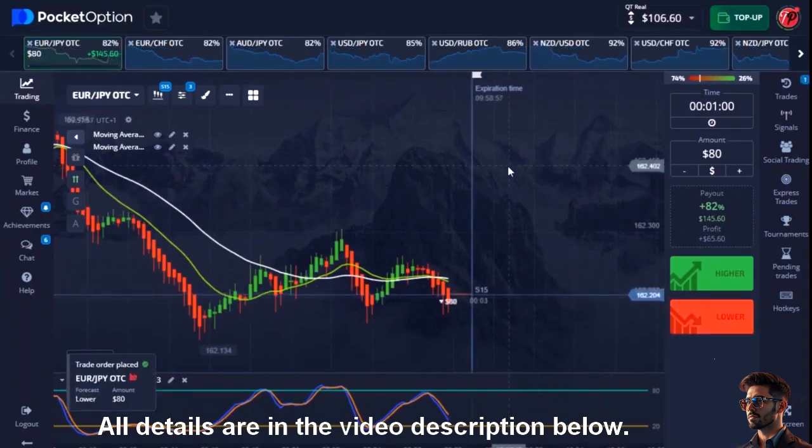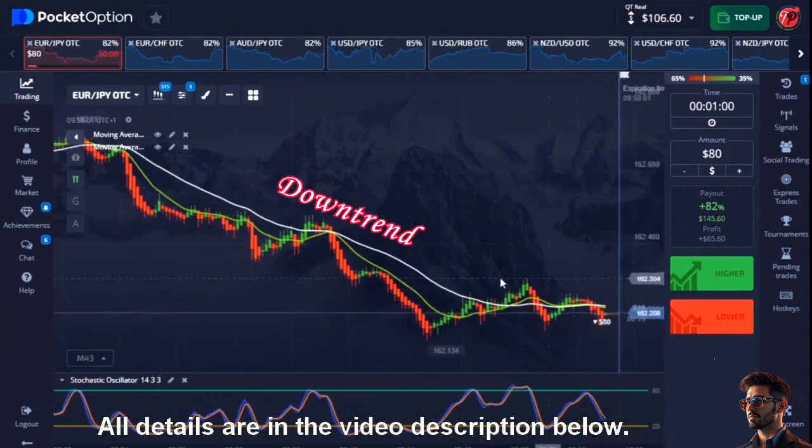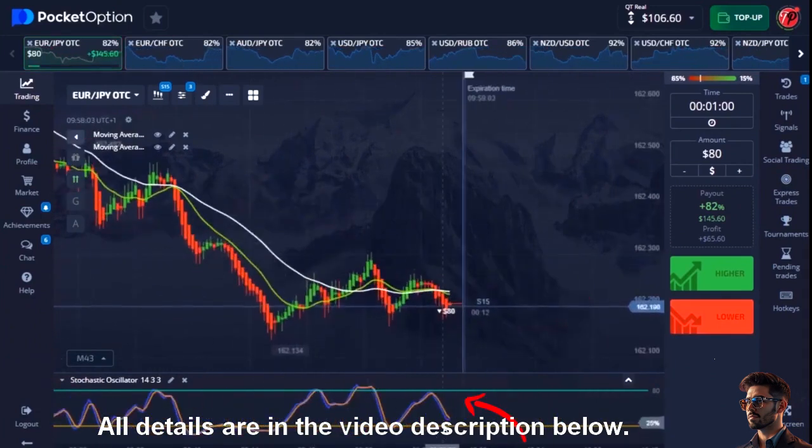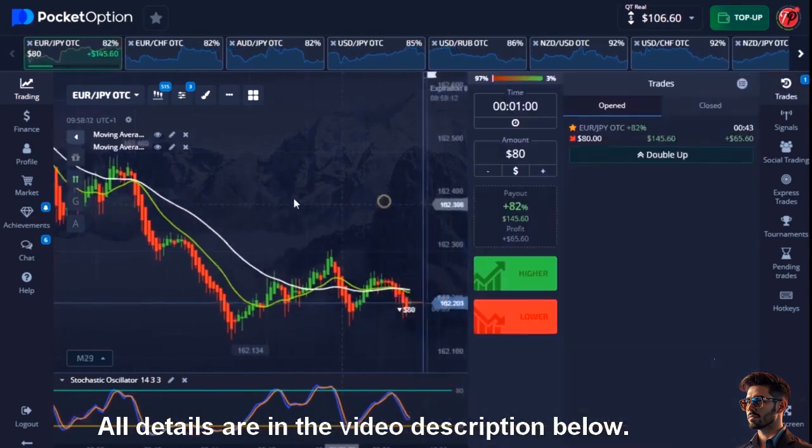As you can see right here, we have a very powerful confirmation of a downtrend, and if you actually check our stochastic accelerator, you see that there's a very strong confirmation of downtrend as well. So that's the reason why I actually placed this trade, because I'm so certain that the trend will still be pushing down in a moment.